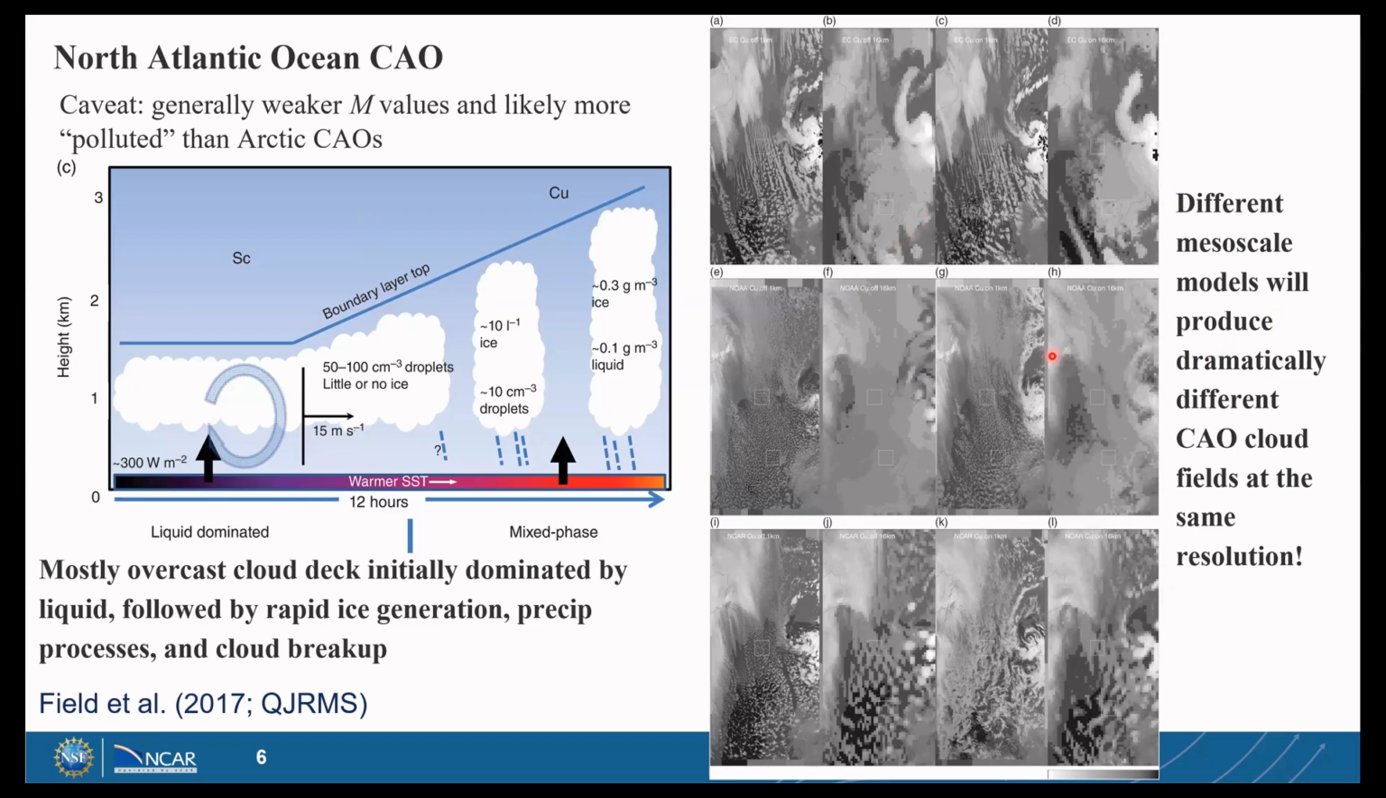And then I just want to say, different mesoscale and high resolution regional models will produce dramatically different CAO clouds, even at the same resolution. So this first column is showing a 1 kilometer simulation with the cumulus parameterization off from 3 different models. And you can just see drastically how different the mesoscale structure is. So this is just something to keep in mind as I go through the results. I'm using one model. It doesn't mean that this is how things will be in every model, but we can still really understand the physics as we probe into some of these sensitivity studies I'll show.